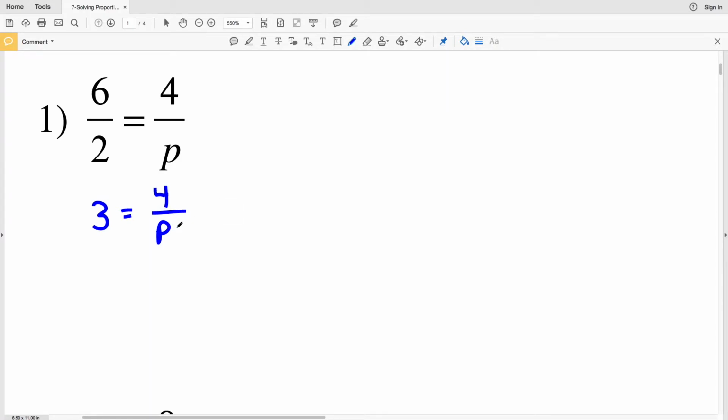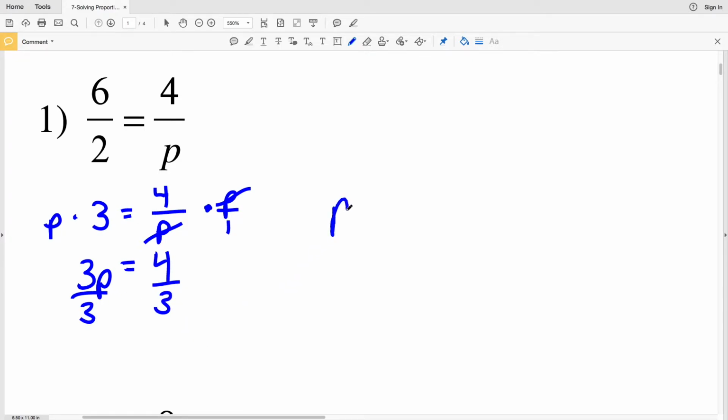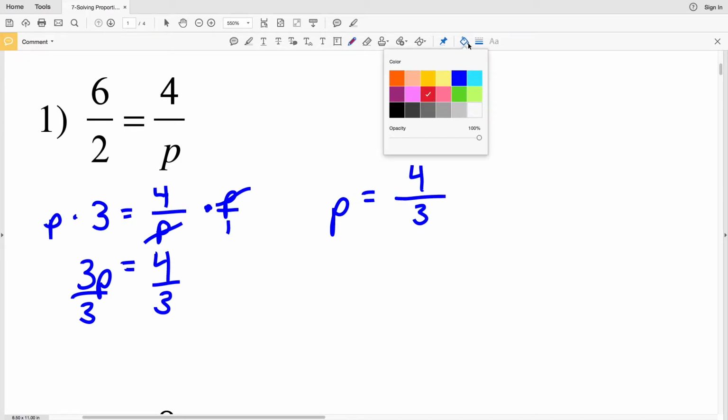And then to solve for p, we have to remove it from the denominator. So we're going to put it in a numerator by multiplying by p over 1, or simply p, to both sides, and our p will cancel out. So we'll have p times 3, or 3p, equal to 4. And then I'll divide by 3 to get that p is equal to 4/3, or 4 over 3.